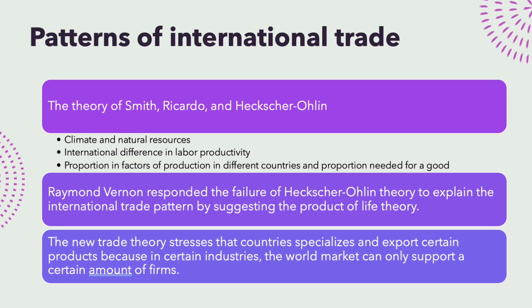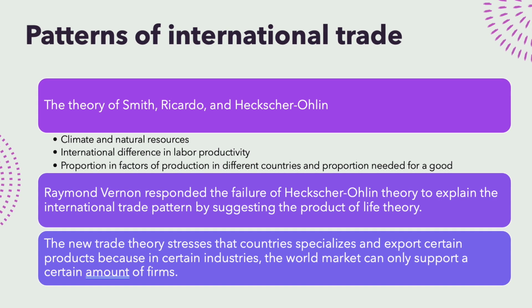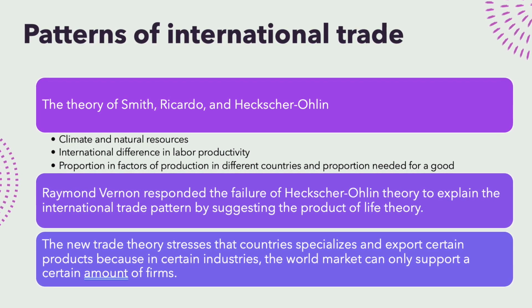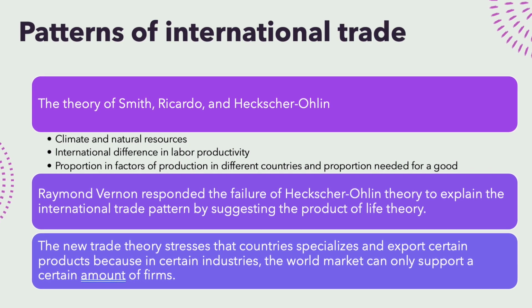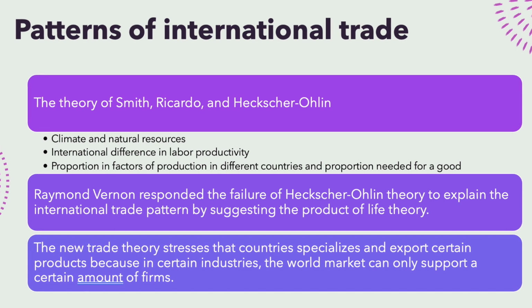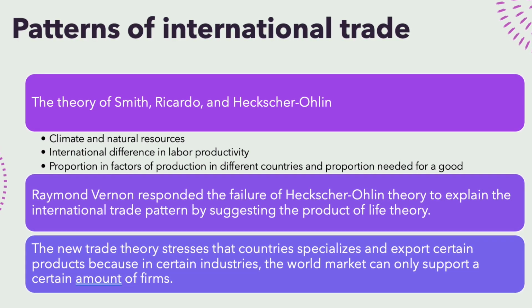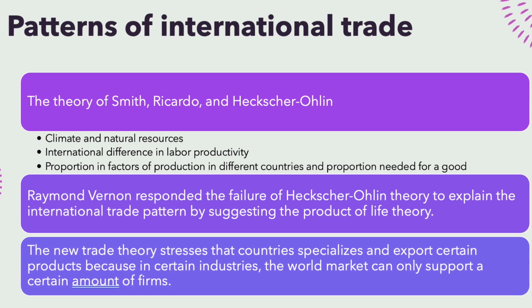A response to the failure of the Heckscher-Ohlin theory to explain the international trade pattern was proposed by Raymond Vernon in the product life cycle theory. It explains that at the beginning, new products are produced and exported from the country where they were developed. But as the product is recognized internationally, it starts to be produced in other countries and might be exported back to the country where it was first developed.